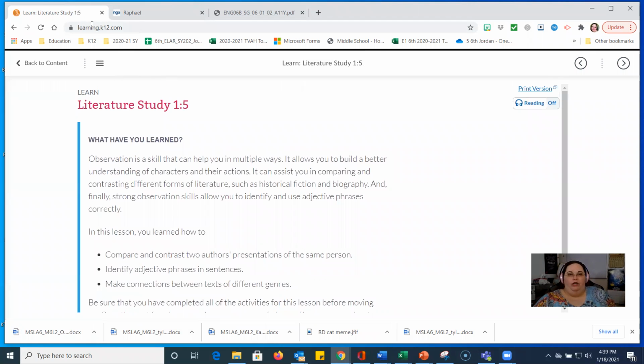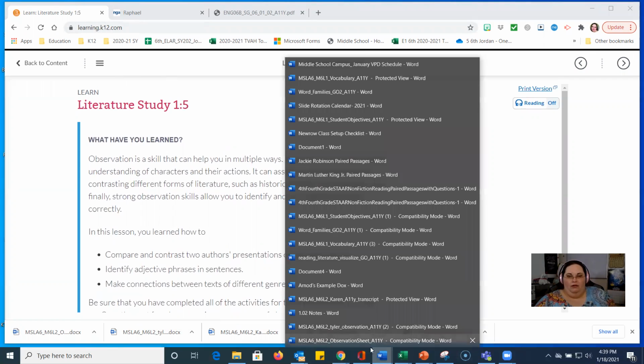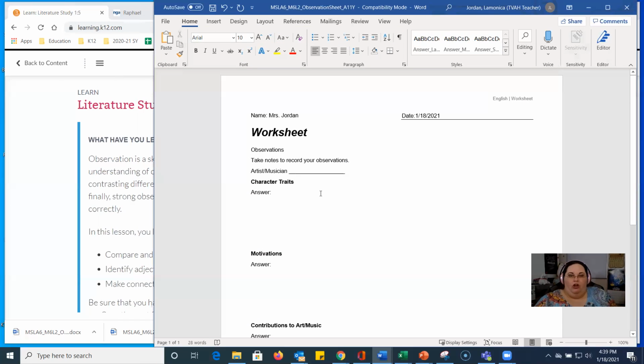So on that one, what you're going to do is you're going to pick, let me go back to your observation. You're going to pick an artist or musician, can be a famous person, but hopefully somebody that creates something, whether that's an author, a painter, a rapper, anything like that. You're going to put your answer of their character traits. What are they like? And you may have to do some research to find that out by people that know them, what's been written about them.